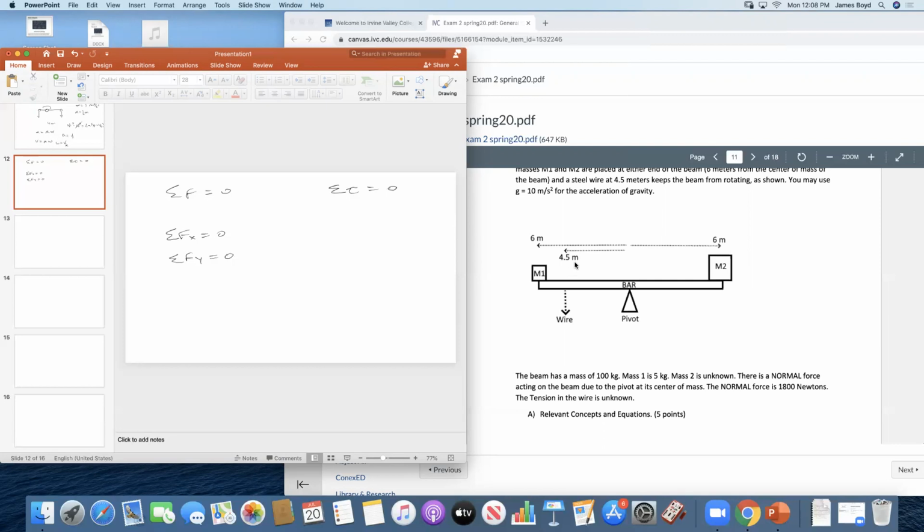But we know this thing is trying to rotate clockwise, and this wire that's holding it is keeping that from happening. So M2 is going to be greater than M1. It's got to be. And whatever the difference in those two torques is, the wire is going to be supplying it, right? So together, the torque from the weight of this and the torque from the tension of the wire are keeping the bar from rotating clockwise.